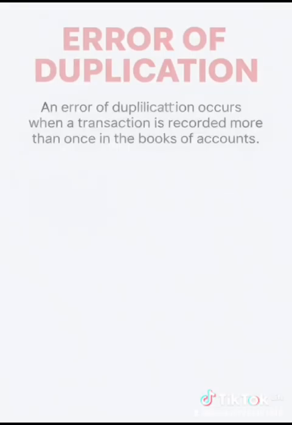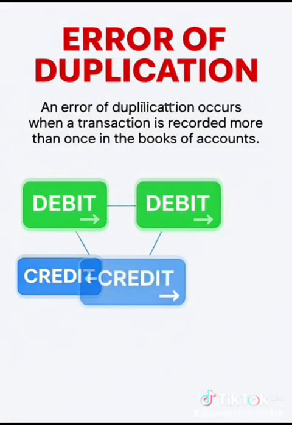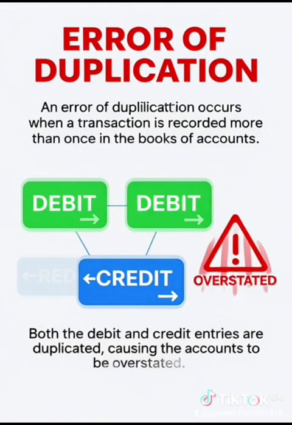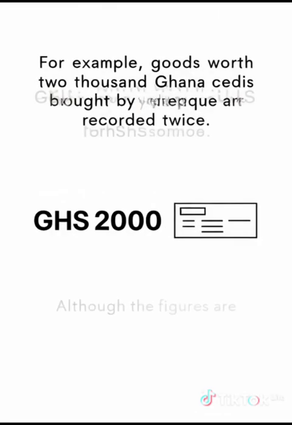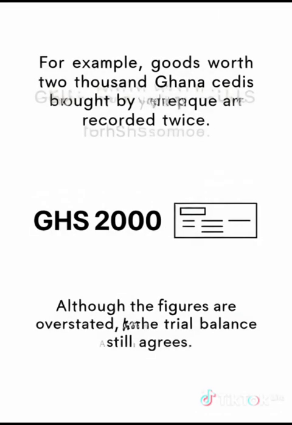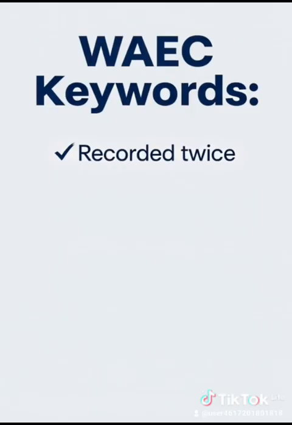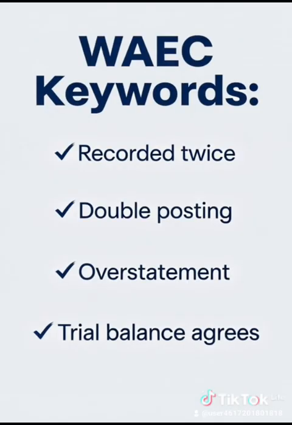The totals still match. An error of duplication occurs when a transaction is recorded more than once in the books of accounts. Both the debit and credit entries are duplicated, causing the accounts to be overstated. For example, goods worth 2,000 Ghana cedis bought by cheque are recorded twice. Although the figures are overstated, the trial balance still agrees. Recorded twice. An entry entered twice in error. Overstatement, claiming more than the evidence supports. Trial balance agrees. Debits equal credits.